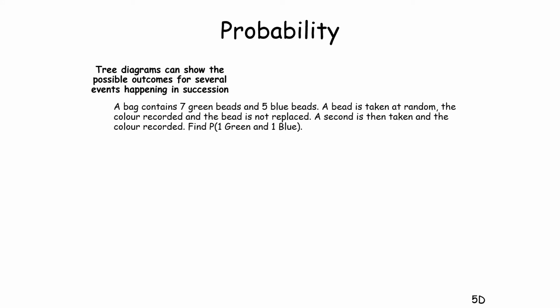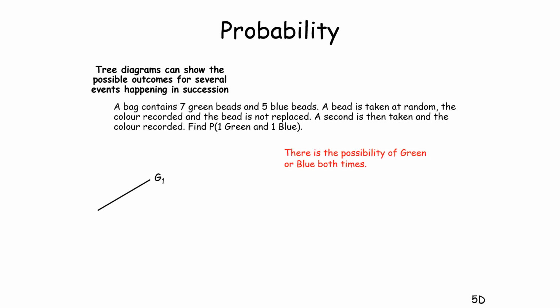So we're going to look at another question, and this time it's going to involve drawing a tree diagram. So a question: a bag contains 7 green beads and 5 blue beads. A bead is taken at random, the color is recorded, and the bead is not replaced. So when you get a question like this in the exam, highlight the word if it's replaced or not replaced. So in this case, it's not replaced. A second is then taken and the color recorded. And the question says, find the probability of getting 1 green and 1 blue.